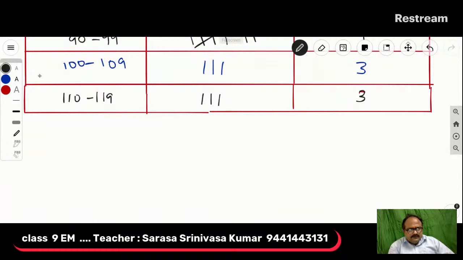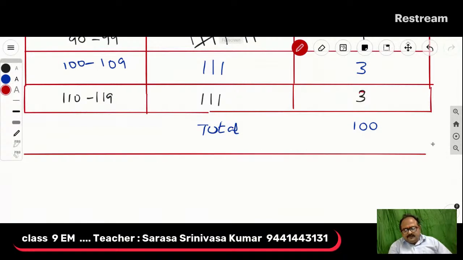Now we write the total number of oranges. It is 100. It is already given in this problem. The total number of oranges is 100. So this is how we prepare the frequency distribution table.